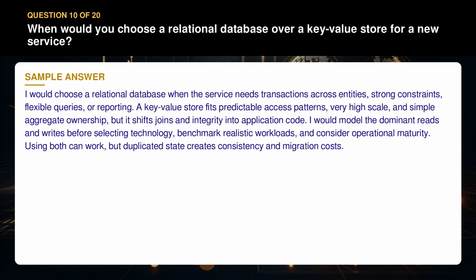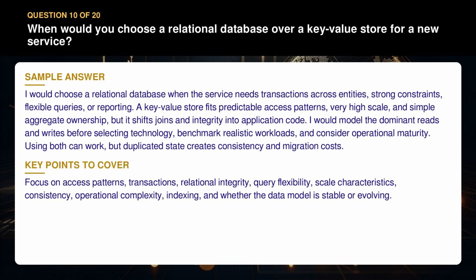I would choose a relational database when the service needs transactions across entities, strong constraints, flexible queries, or reporting. A key value store fits predictable access patterns, very high scale, and simple aggregate ownership, but it shifts joins and integrity into application code. I would model the dominant reads and writes before selecting technology, benchmark realistic workloads, and consider operational maturity. Using both can work, but duplicated state creates consistency and migration costs.